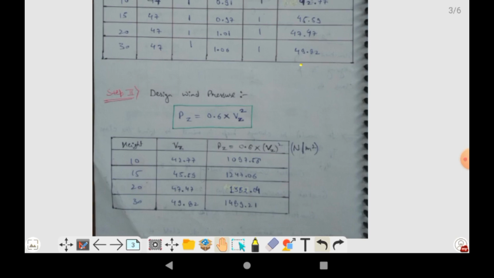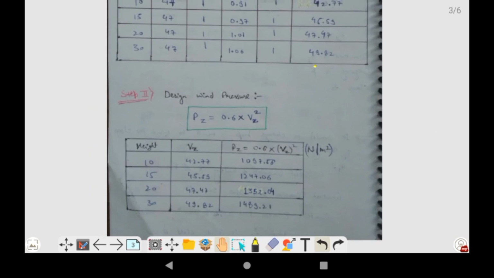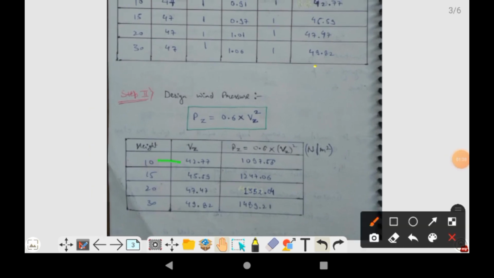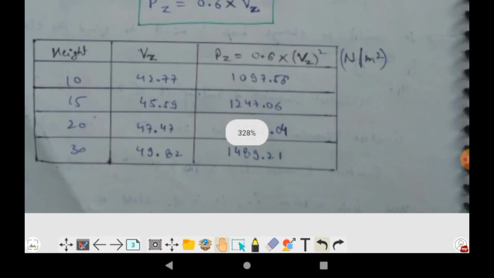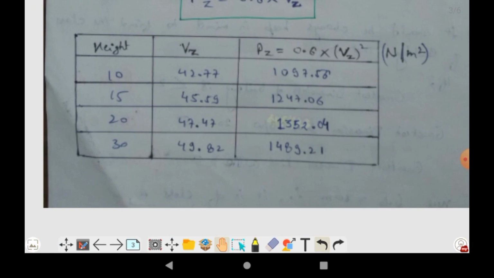For that particular height of 10 meter, you can see that the Vz value is 42.7, for 15 meter 45.59, for 20 meter it is 47.47, for 30 meter it is 49.82. So now from here you can put all these values in this formula, the value of Vz, and you can calculate the different values at different levels of height.